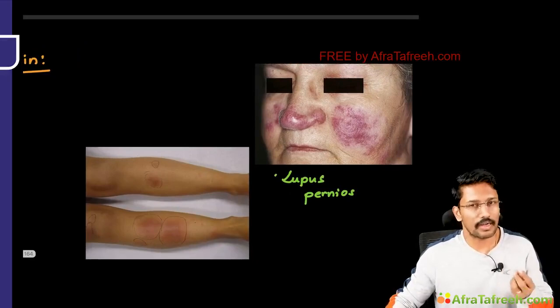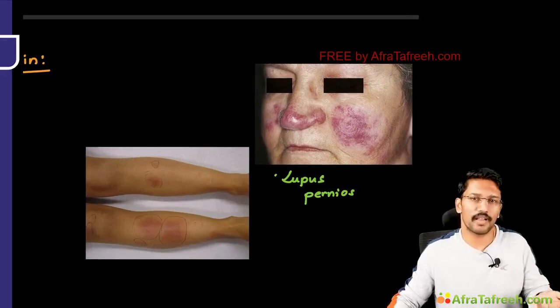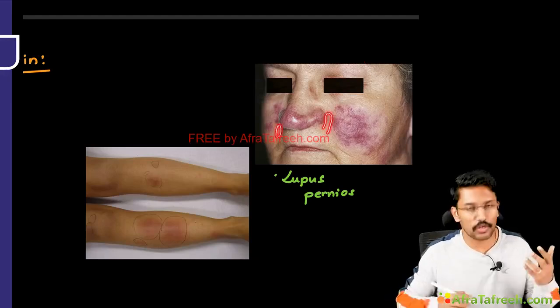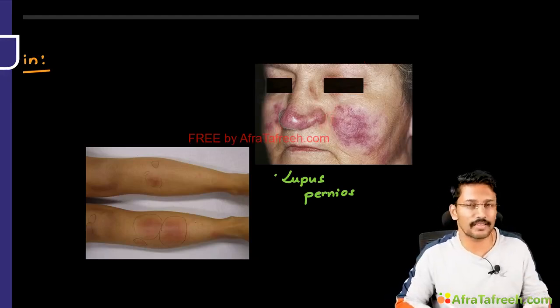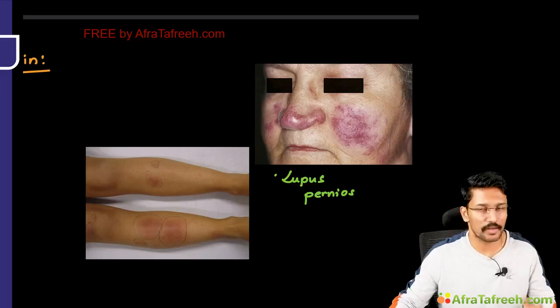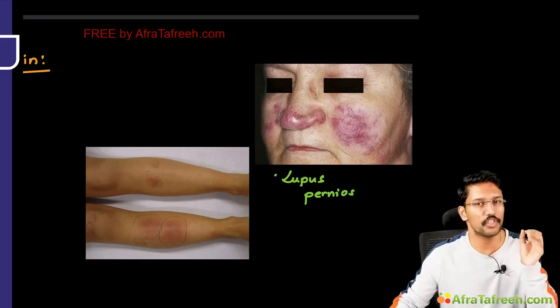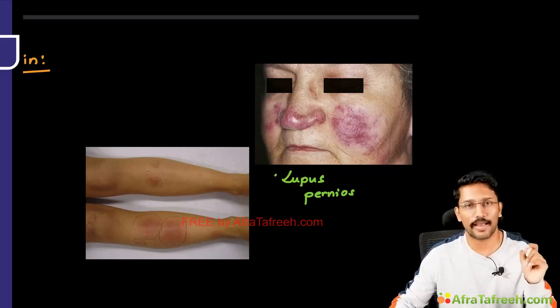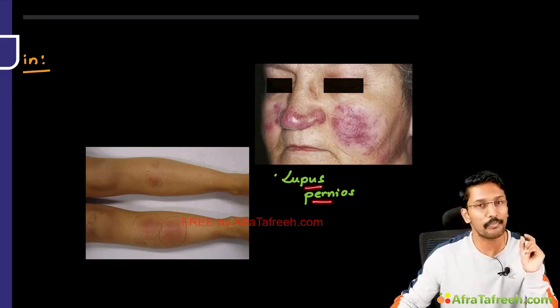At the look, at least some of you may think, okay, sir, there is a malar rash and there is also nasolabial fold sparing, so why don't we call it SLE? Well, it resembles the SLE malar rash. That is why the term lupus comes into the picture. But the difference is, the SLE malar rash is just erythema, right? It is not a palpable rash, but lupus pernio is a palpable rash.